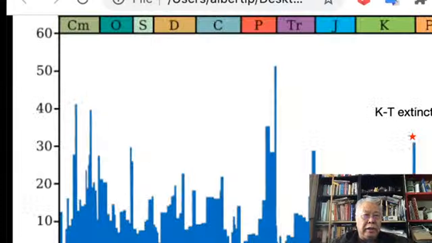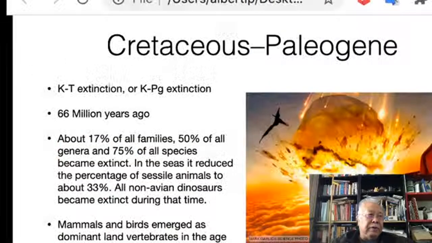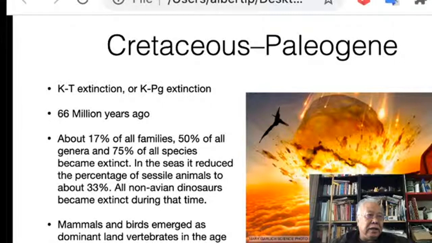Okay, the last one is the KT extinction. K stands for the Cretaceous, and P is the Paleogene. So it's also called KT or KPg, about 66 million years ago. Again, about 70% of all families, 50% of all genera, and 75% of all species became extinct. And this extinction enabled mammals and birds to emerge as dominant species.